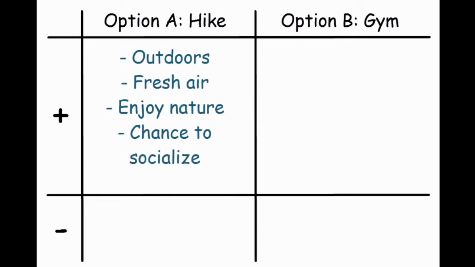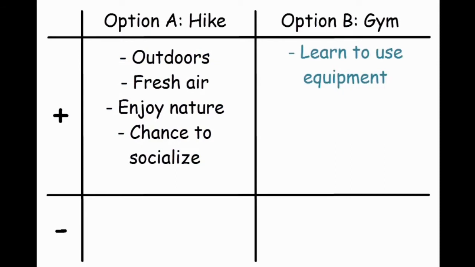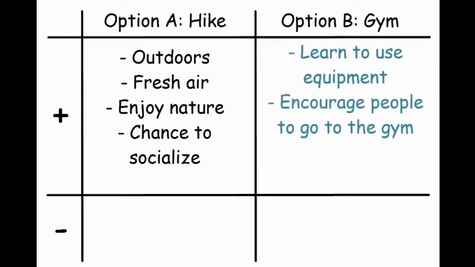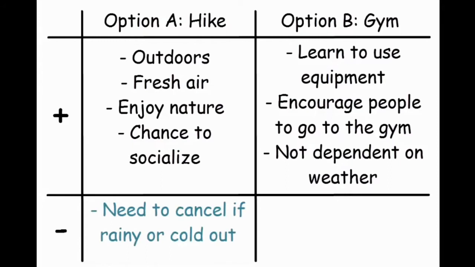But maybe getting a lesson in the gym is better, because if people learn to use the equipment, it will encourage them to go to the gym more often. Also, we could go to the gym even if it rains or gets cold. It's not weather dependent. We can only go hiking if the weather is good, so that's a disadvantage for hiking.